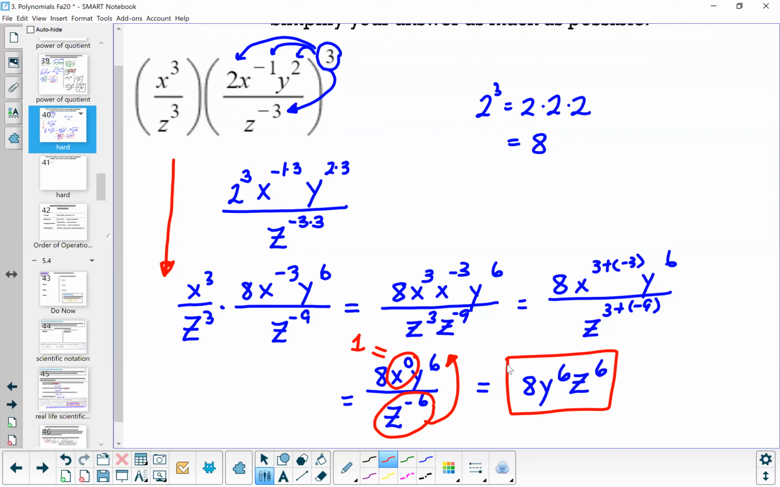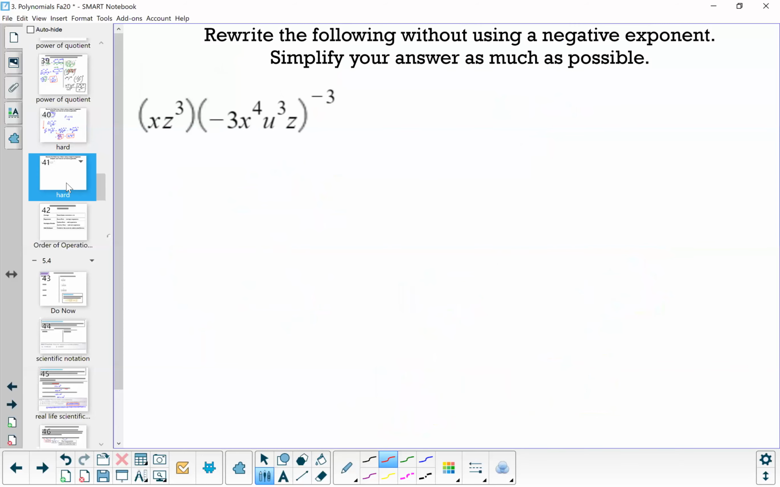All right, let's try another one. So we have parentheses x z cubed, close parentheses, parentheses, negative 3x to the 4th u cubed z, close parentheses, to the negative 3 power. So pause the video, go ahead and try this on your own, and then check your work with what I do next.